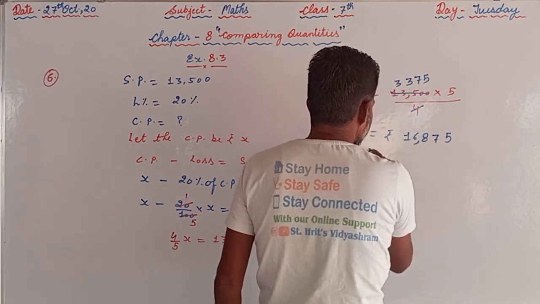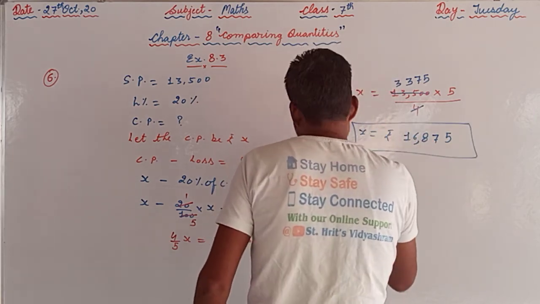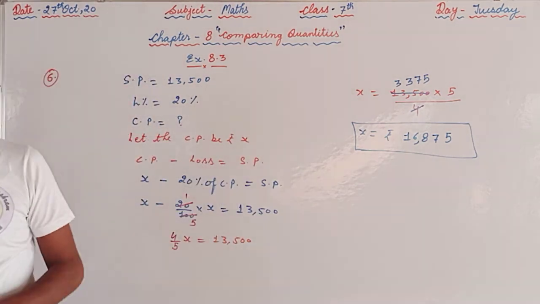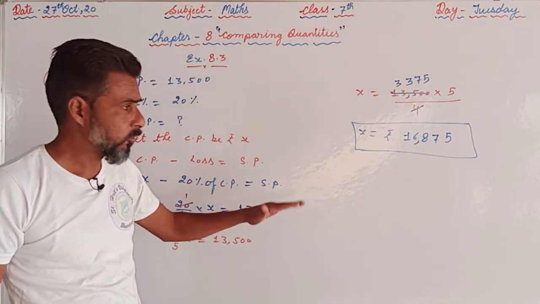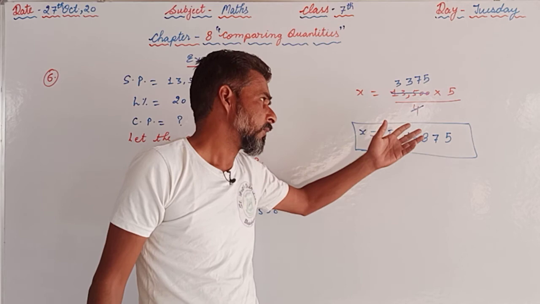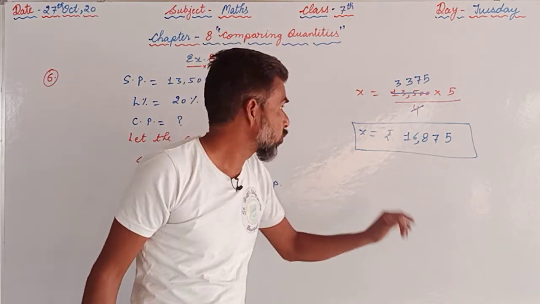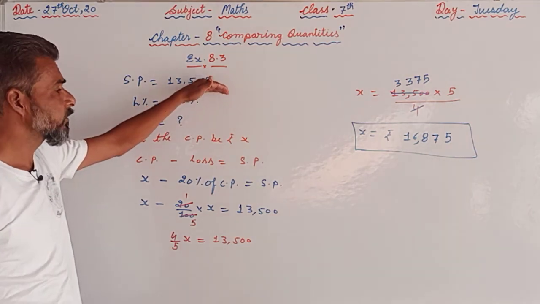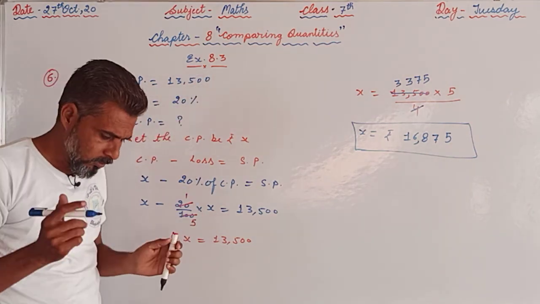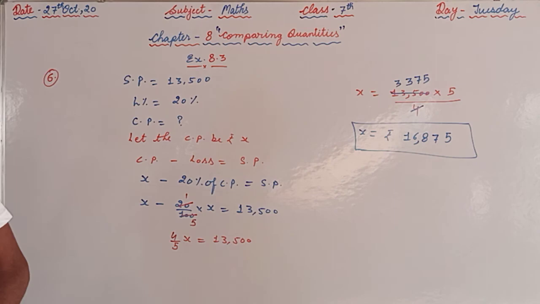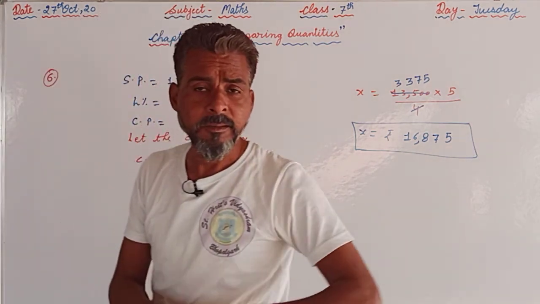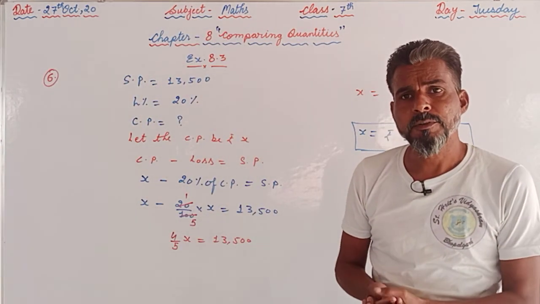So this was the cost price. So she purchased that washing machine at rupees 16,875, and sold that washing machine for 13,500 and suffered a loss of 20%. So like this we are supposed to proceed with the questions of this exercise.